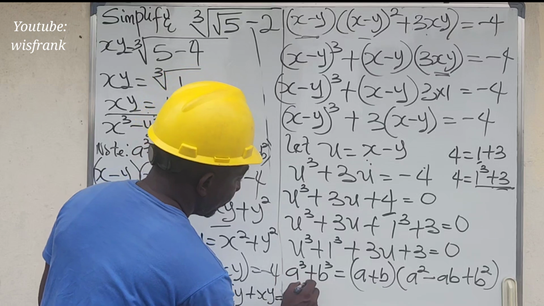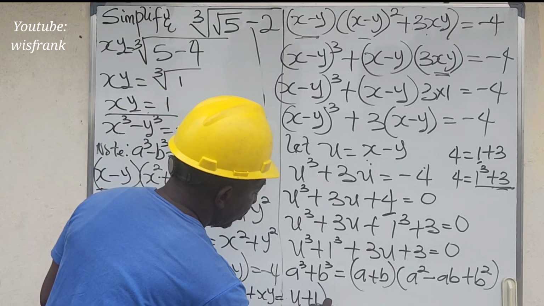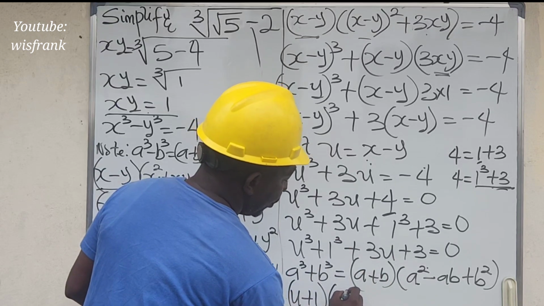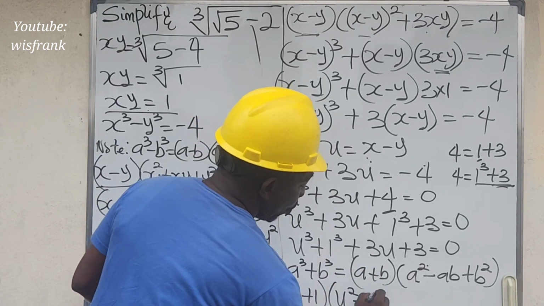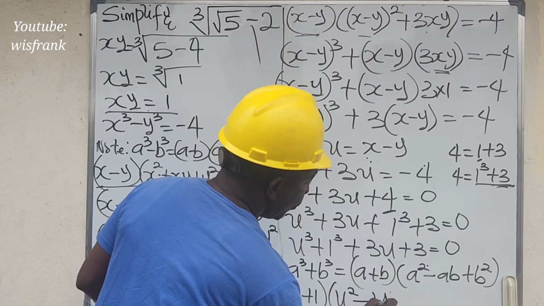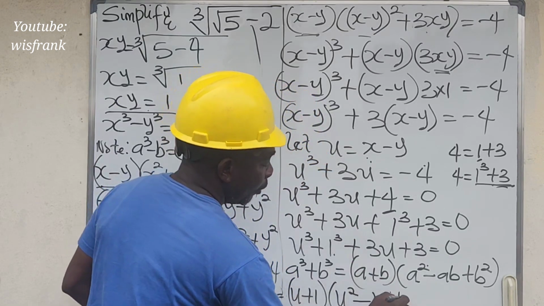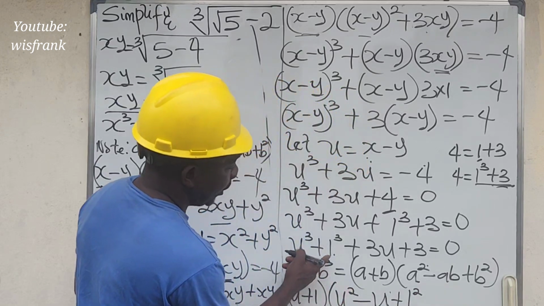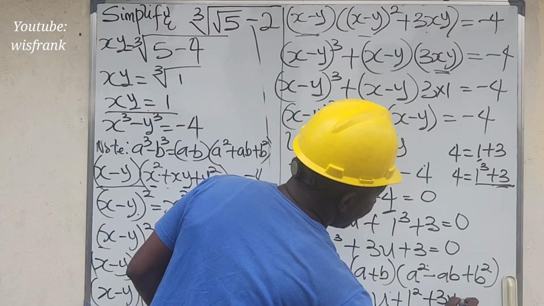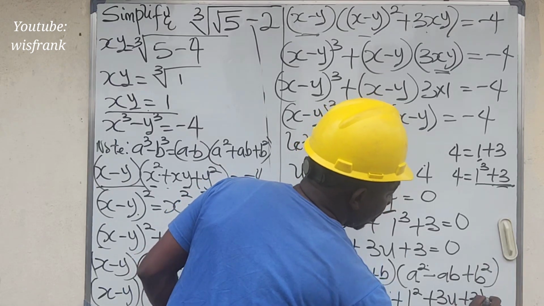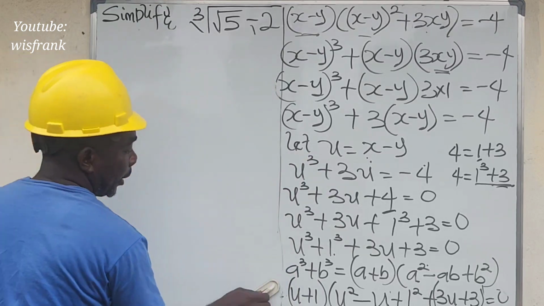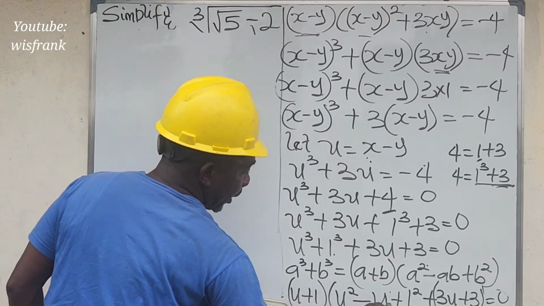So this will become u plus 1 all into u to the power of 2 minus 1u. 1u is u. We have u, then we have plus 1 to the power of 2. This is for this. Then we bring down this. We have plus 3u plus 3 all equals to 0. So this is what we have. So we need to clean this. So as we said, let's bring down this.